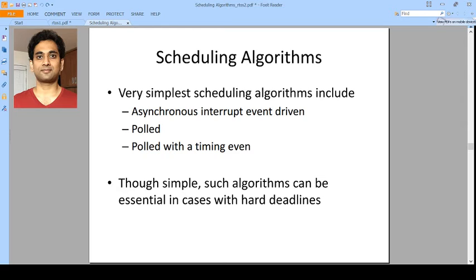So scheduling algorithms can be based on three categories. Scheduling algorithms can be categorized into interrupt driven, polled, or polled with timing event.